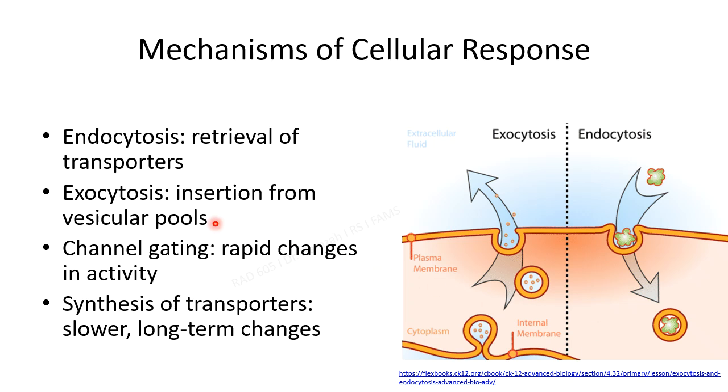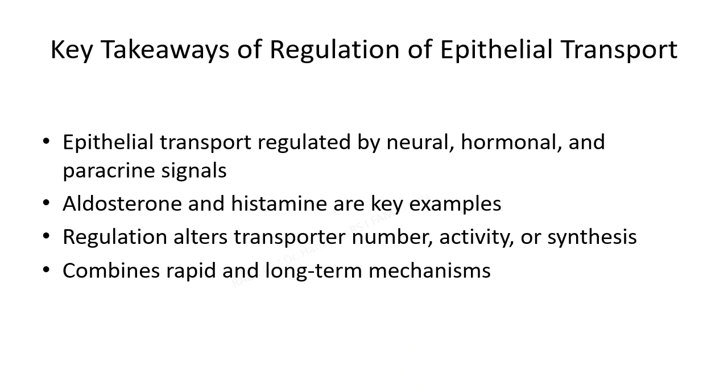Exocytosis is insertion from vesicular pools. The protein is carried from the endoplasmic reticulum by this mechanism and stays here, or the proteins go out, because hormones are proteins, and the endoplasmic reticulum produces the proteins. The proteins are carried out in these vesicles and go by exocytosis into the blood stream. Then there is channel gating, rapid changes in activity, and synthesis of transporters, slow long-term changes.